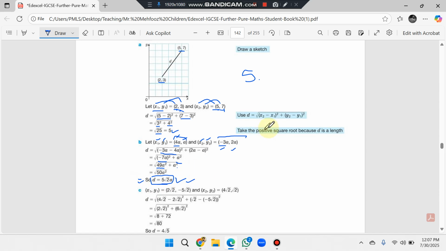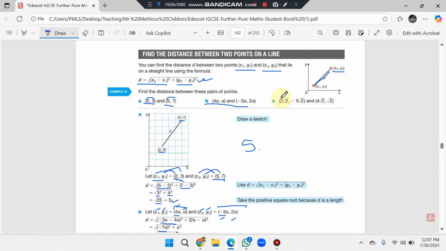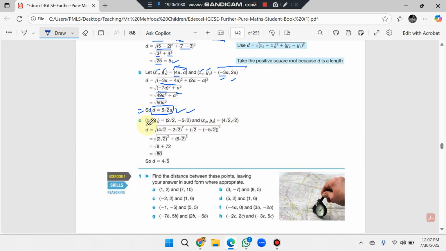Yes. Okay. So next one is the part C, that is (2 square root of 2, minus 5 square root of 2) and (4 square root of 2, square root of 2). You can see that x1, y1 is (2 square root of 2, minus 5 square root of 2), x2, y2 is (4 square root of 2, square root of 2). So here you can see that x1 is 2 square root of 2, y1 is minus 5 square root of 2, x2 is 4 square root of 2 and y2 is square root of 2, right? So here you have all the points.